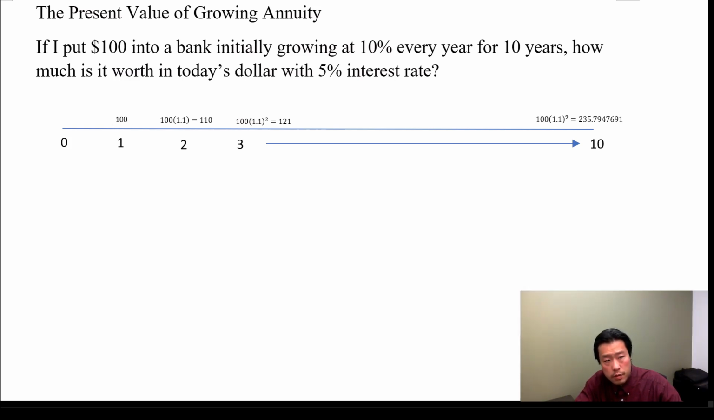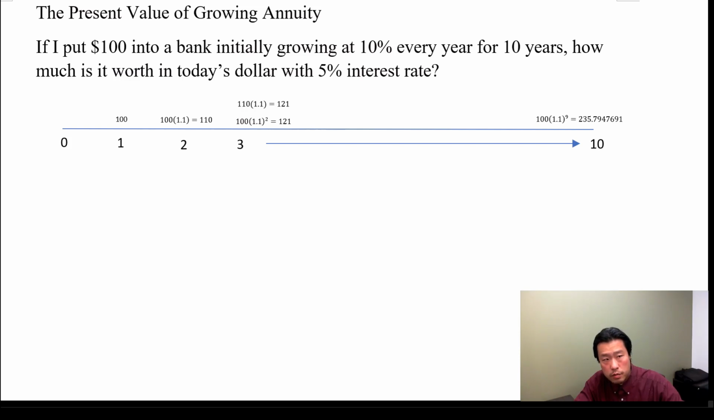The second cash flow is 110. It is paid at the end of the second year. Because it's growing at 10%, it's 100 times 1 plus 10%, so we get 1.1. So it's 100 multiplied by 1.1 equals 110. The third cash flow is calculated by using the last cash flow, 110, multiplied by 1 plus 10%. Because it's growing at 10%, the answer would be 121.